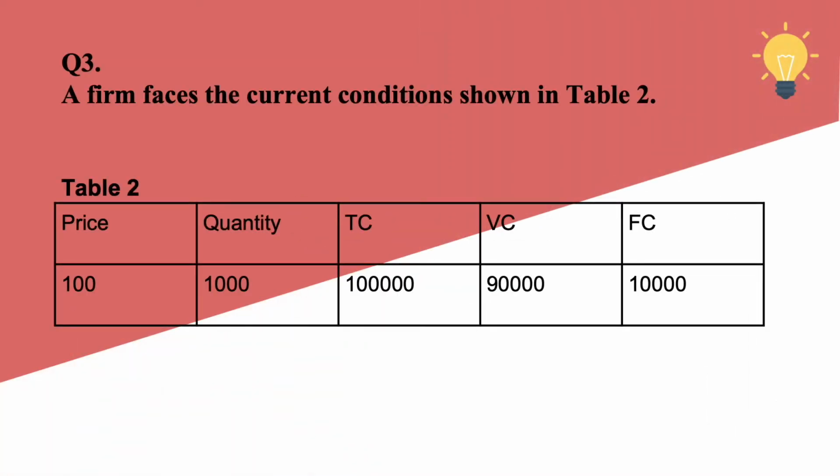Question number 3. A firm faces the current conditions shown in Table 2. In Table 2, the price is 100, the quantity is 1,000, the total cost is 100,000, the variable cost is 90,000, and the fixed cost is 10,000.